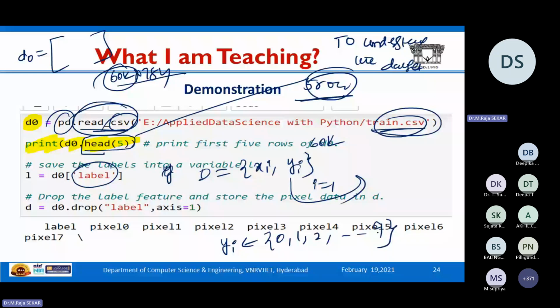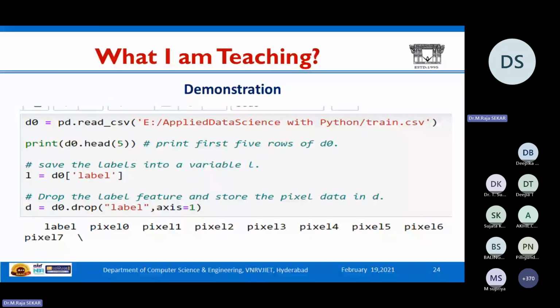There is a label column in that data set. I'm keeping that in a variable L. Now I'm dropping it with d0.drop, axis equal to 1, which means I'm dropping from columns. Which column? The first, label column. This is just some sort of data pre-processing. Now see, this is print d0.head, and this is the output.